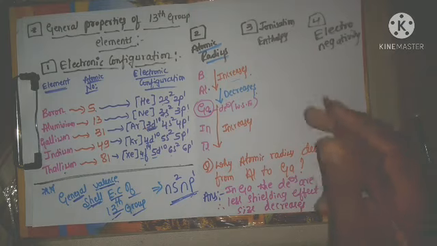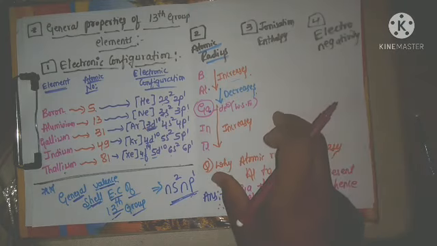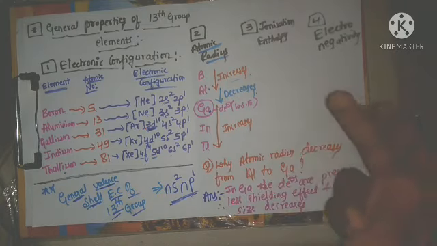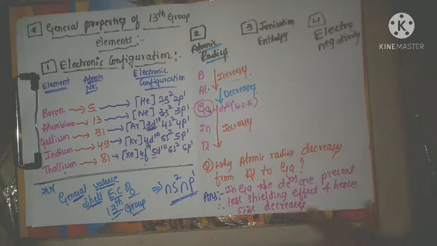Less shielding effect means what? The nucleus and valence electrons attract strongly because shielding is less. Therefore, size is decreasing. You just have to write the answer as: in gallium, the d orbital electrons are present. Therefore, less shielding effect is taking place, and hence the size of gallium decreases from aluminium to gallium. This is the reason, that is the shielding effect.